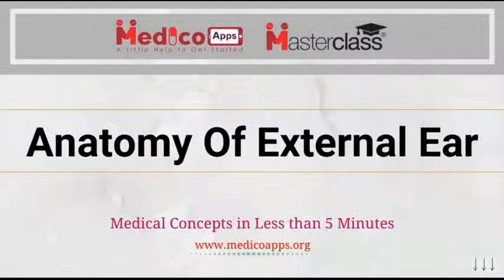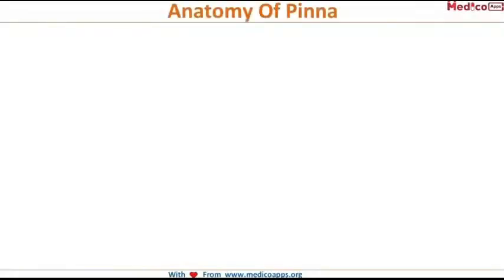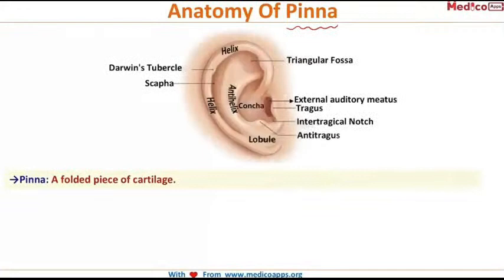Coaps masterclass, we'll be learning about the anatomy of the external ear. So, whenever we talk about anatomy of external ear, first thing we remember is the pinna, and we all know this is how it appears. Okay. So, pinna is a folded piece of cartilage. You can see here all of this is the pinna and it is a folded piece of cartilage.